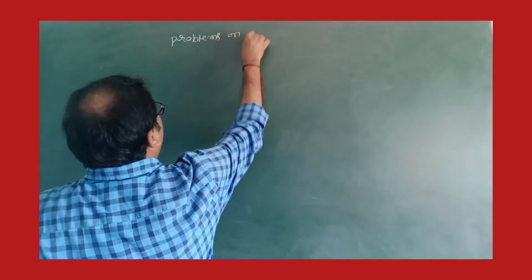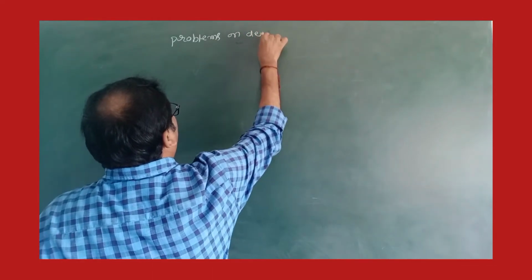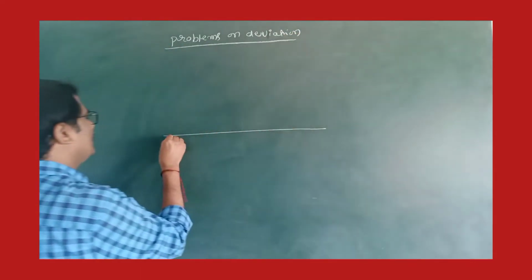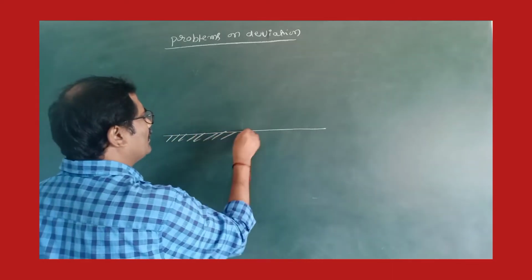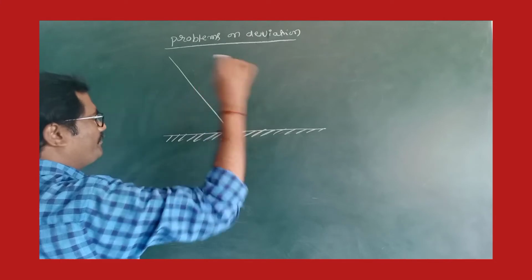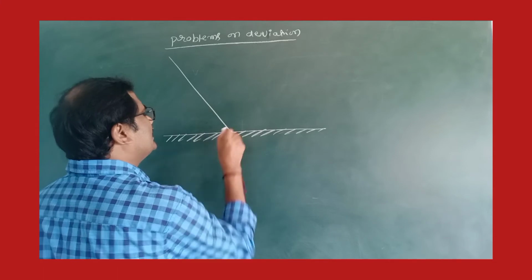First one, what is the angle of incidence? Problems on deviation. First one, it is the rough surface, a light ray incident on the surface. It is the point of incidence.